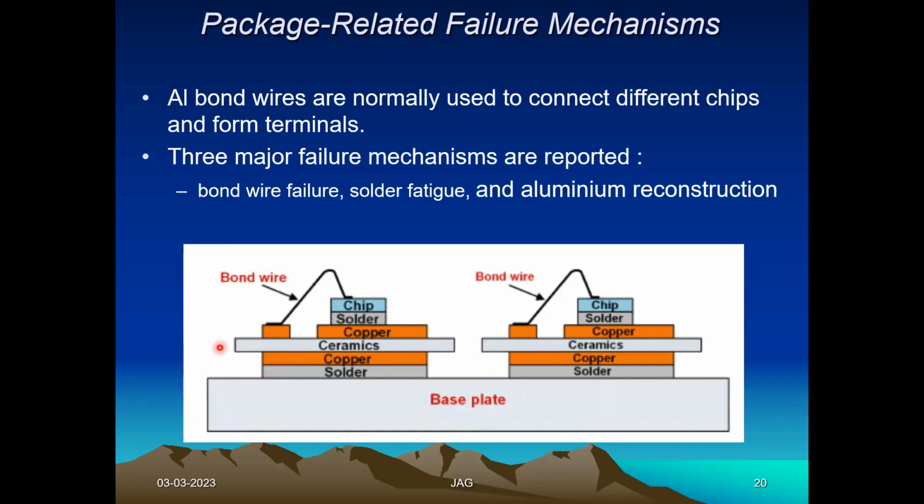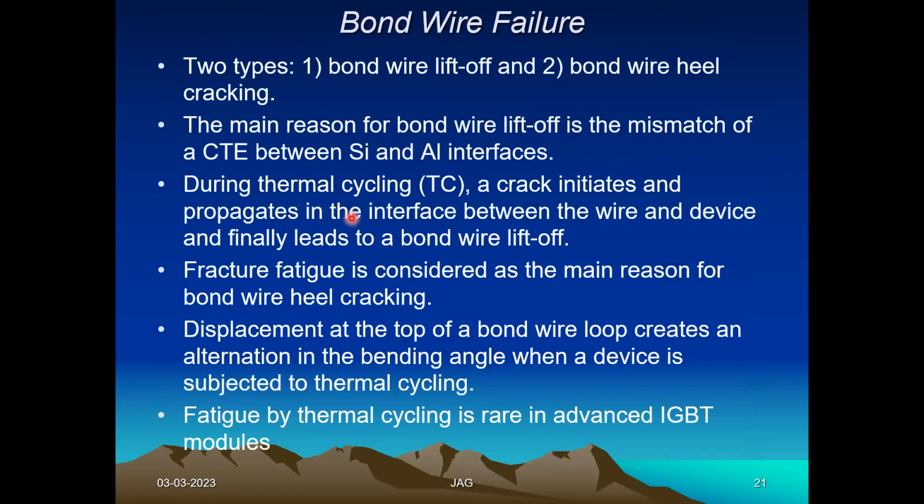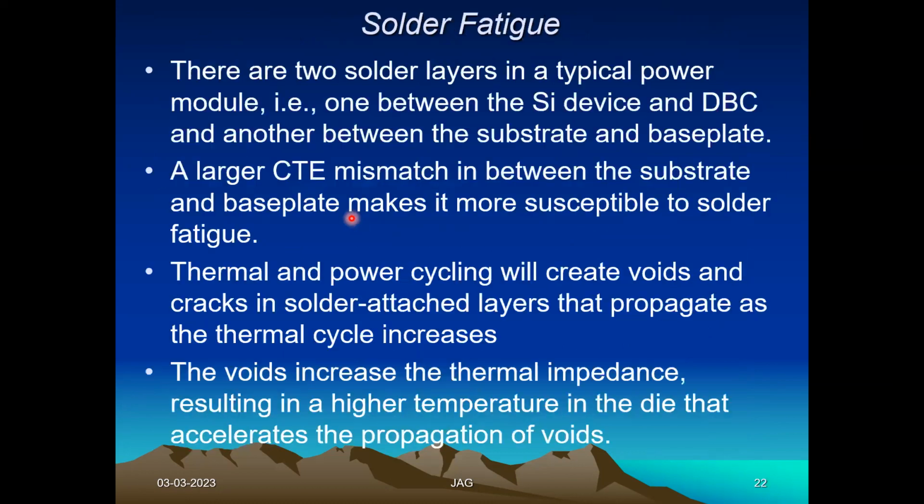Okay. So bond wire failure can occur, or solder fatigue can occur. These solder points can be fatigued, and aluminum reconstruction also can occur due to the cyclic change in temperature. Right? So that is an extrinsic reason for failure. That will ultimately fail the total IGBT or MOSFET or whatever solid state device you are using.